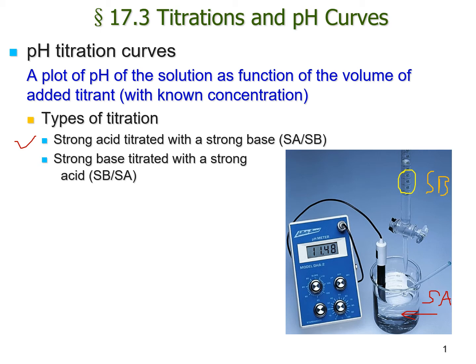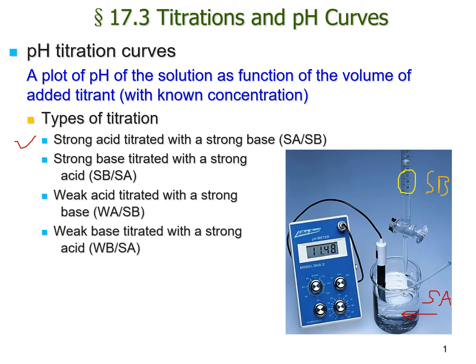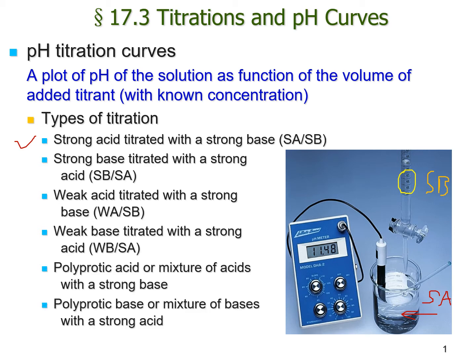And of course, we can switch the solutions so that we have a strong base titrated with a strong acid. This is a type of titration that we're going to discuss. Another type of titration we're going to discuss is either the weak acid titrated with a strong base or the weak base titrated by a strong acid. And at the end of this discussion, we're going to talk about the polyprotic acid, or a mixture of acids, titrated with a strong base. So there are 5 titrations that we're going to discuss.